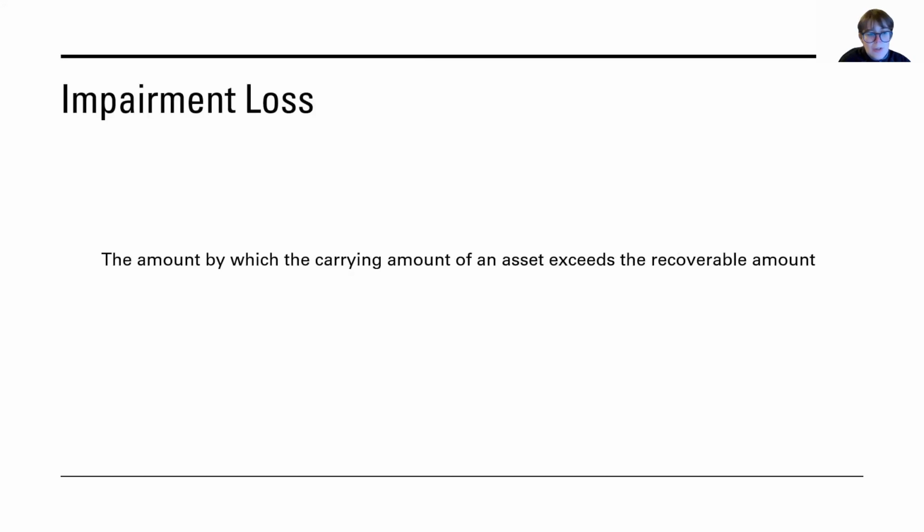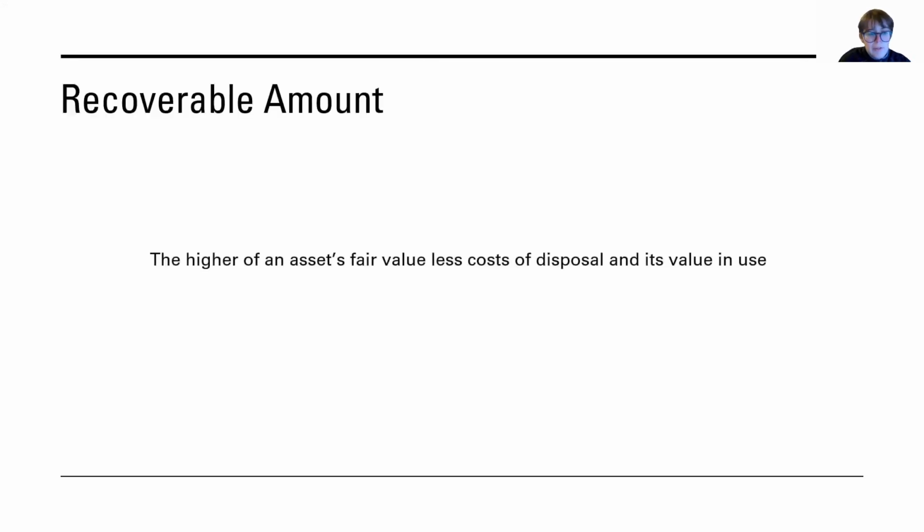So an impairment loss is the amount by which the carrying amount of an asset exceeds the recoverable amount. The recoverable amount is the higher of an asset's fair value, less cost of disposal, and value in use.